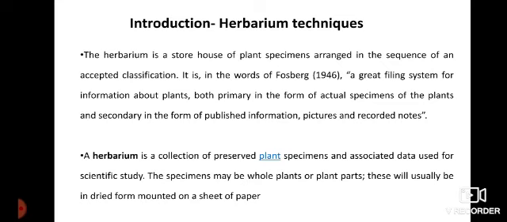The herbarium is a storehouse of plant specimens arranged in the sequence of accepted classification. It is, in the words of Fosberg in 1946, a great filing system for information about plants, both primary, in the form of actual specimens of the plants, and secondary, in the form of published information, that is, pictures and recorded notes.